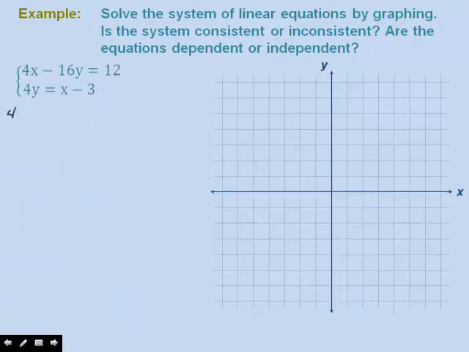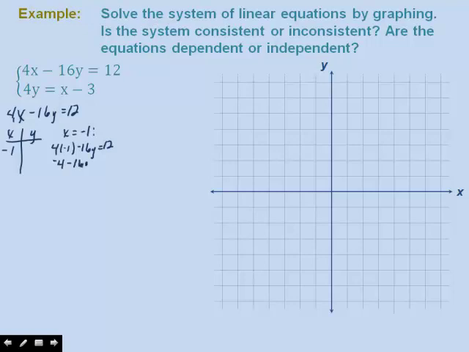Here's another example. So let's start out with our first equation, 4x minus 16y is equal to 12. Let's start out in this one with x is equal to -1. That gives us 4 times -1 minus 16y is equal to 12. So if we add 4 to both sides, then we have -16y is equal to 16. If we divide both sides by -16, that gives us y is equal to -1.